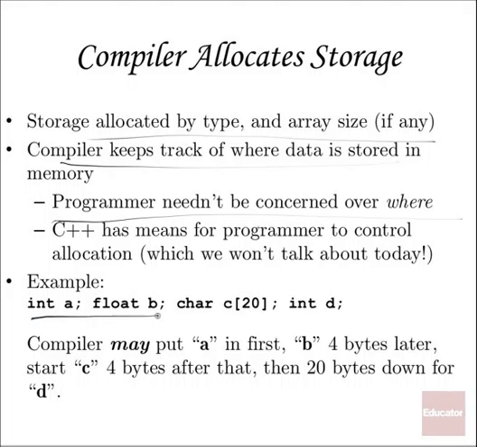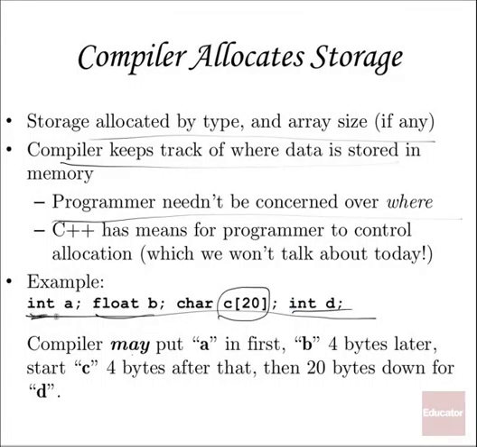Now here's an example. We have int a, float b, char c[20]. Now remember, this is 4 bytes, this is 4 bytes. Each char is 1 byte, but this is an array of 20 of them, so it will be 20 bytes, and here's another 4 bytes. Now the compiler may put a first, followed by b, followed by c, and followed by d. The compiler is free to put it anywhere it wants. It may say, I have a block of memory here, I'm going to put all my integers here.